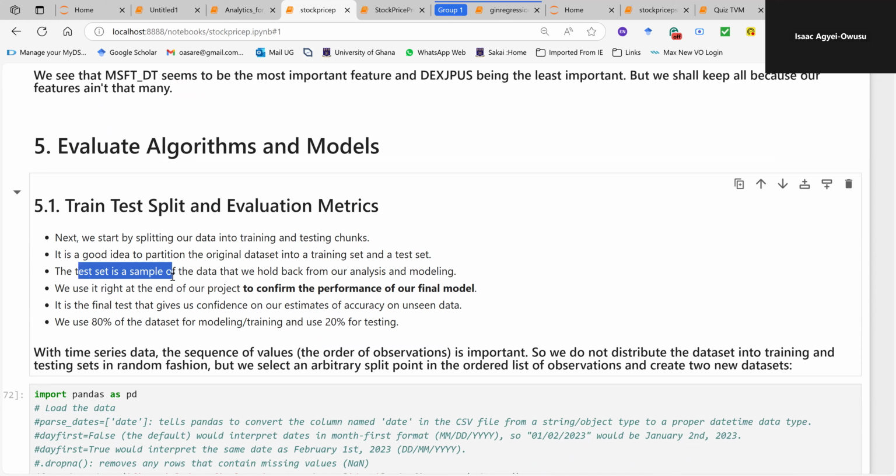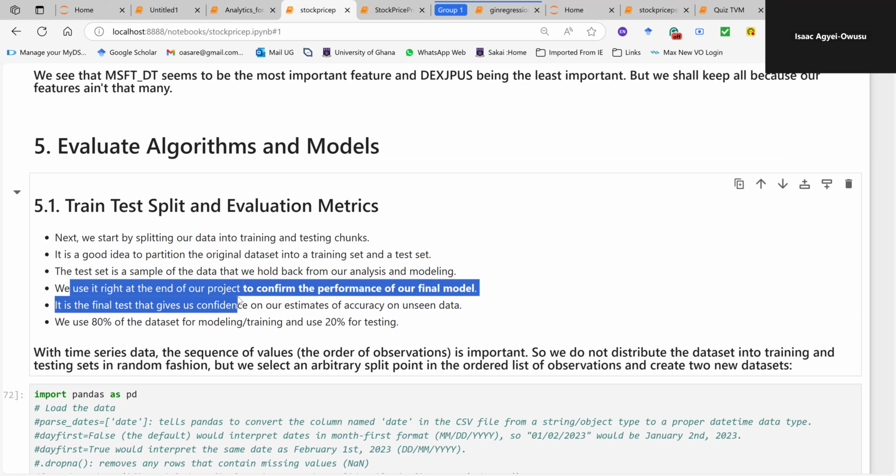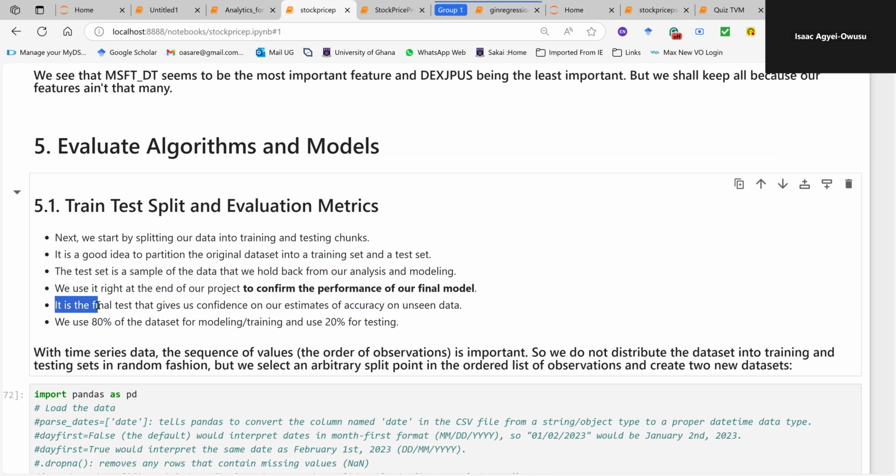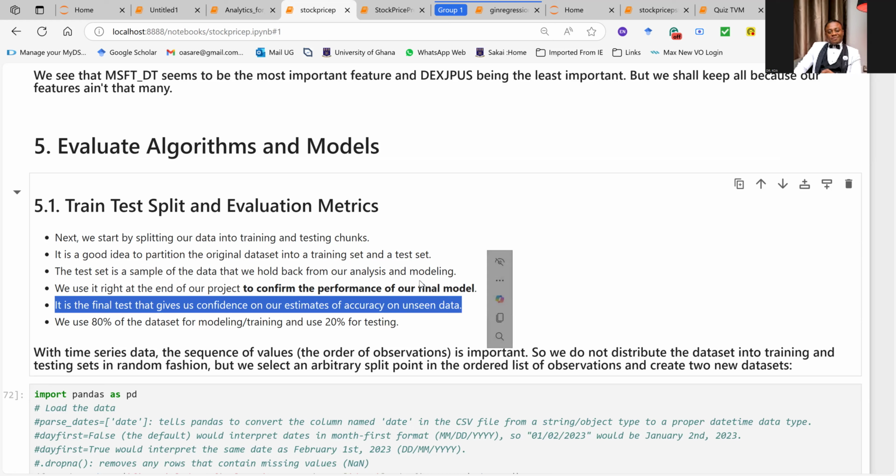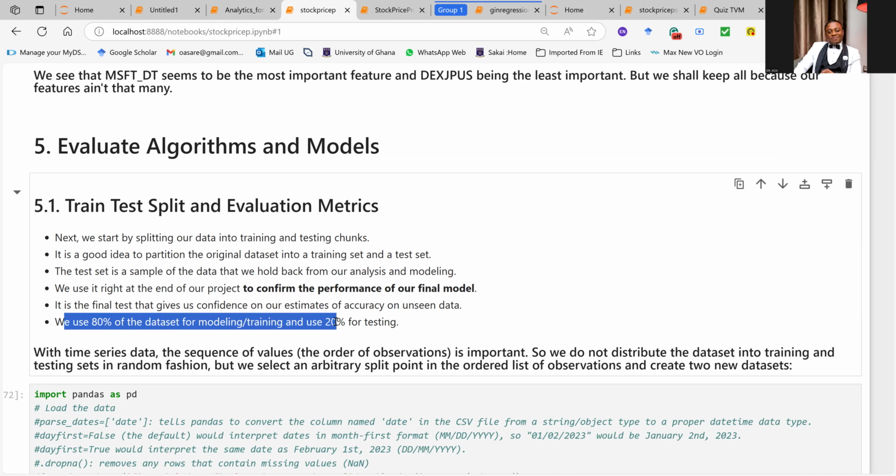Now, the testing set is a sample of the data that we hold back. We don't include it in our analysis. We will use it right at the end of the project to confirm the performance of our training model. The testing is the final test that gives us confidence in our estimate of the accuracy on unseen data. Because if whatever we have done is replicable in unseen data, the testing will tell us, because we didn't use the testing anyway. We'll use 80% of the data for training and then the rest for testing.